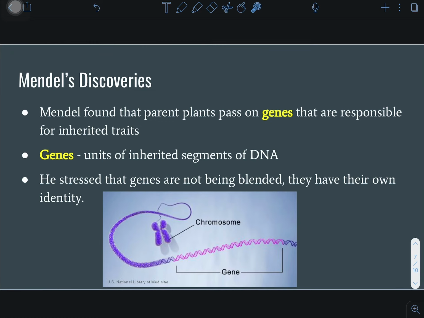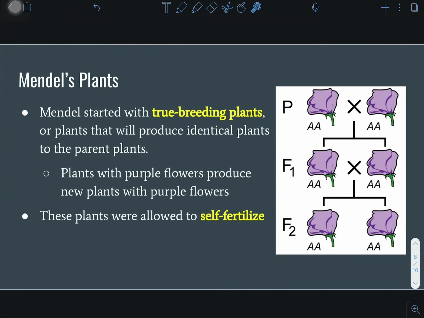So Mendel's discoveries, he found that the parent plants pass on genes that are responsible for inherited traits. And remember, a gene, we talked about this in cell division, mitosis, meiosis, it's a chunk of DNA that codes for a particular trait. Okay, so it's a segment of DNA, it's a location on a chromosome. He stressed that genes are not being blended, but that they have their own identity. Okay, so Mendel said, blending hypothesis, not true.